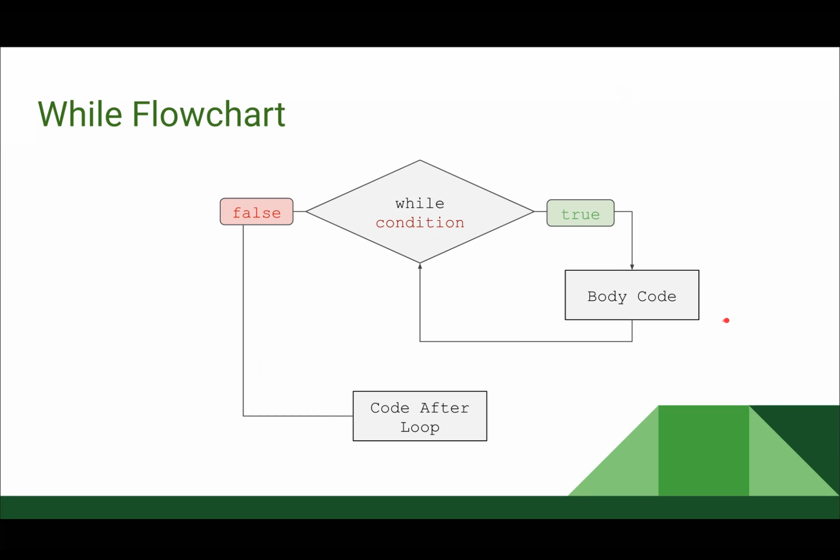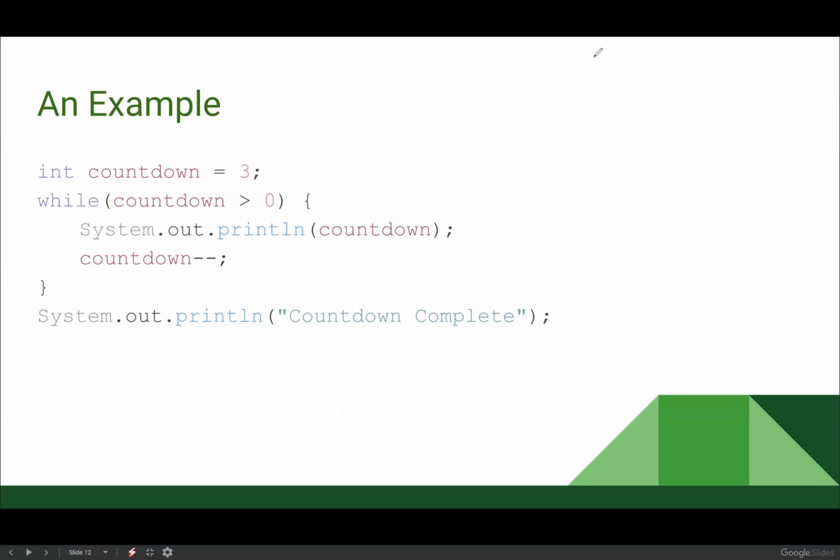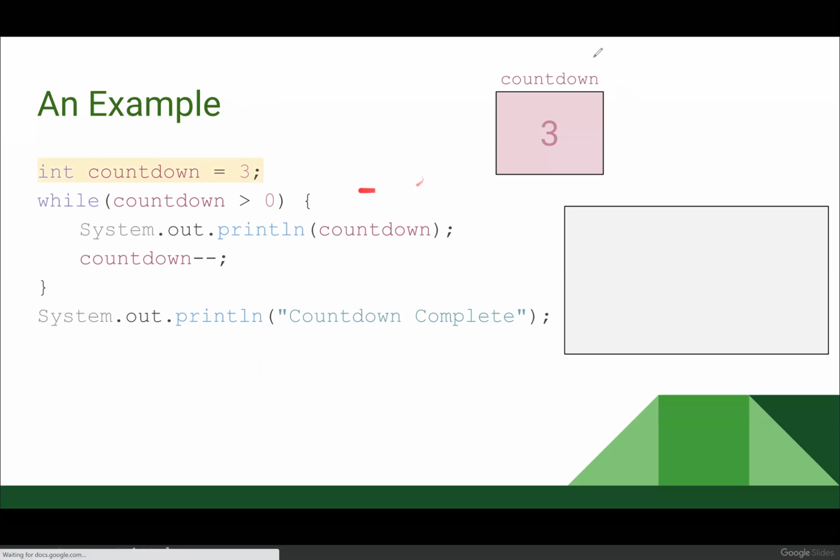All right. So as an example, let's say I want to make a program that just counts down. I've got an int countdown equal 3. Boom. I've got my countdown variable. My loop is going to check while countdown is greater than 0. So my current value in countdown is 3. Is 3 greater than 0? Sure is. So that's going to be true.